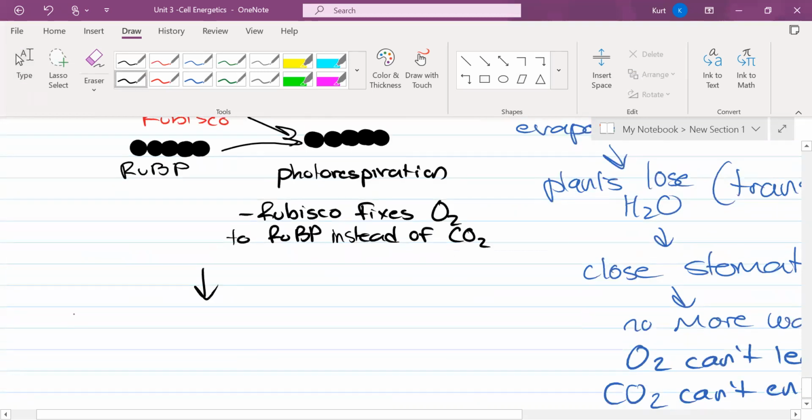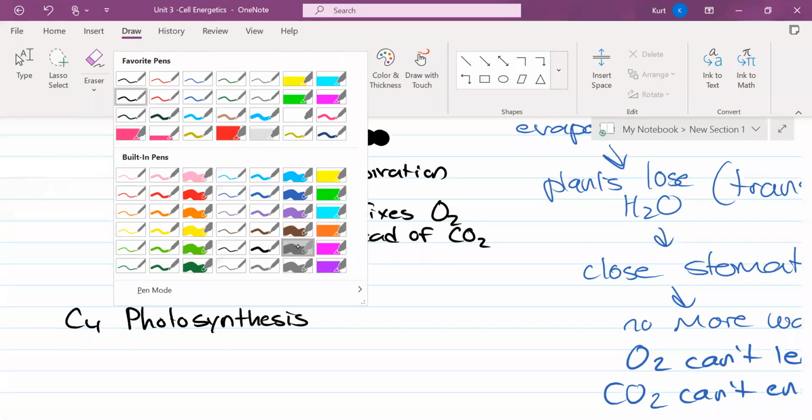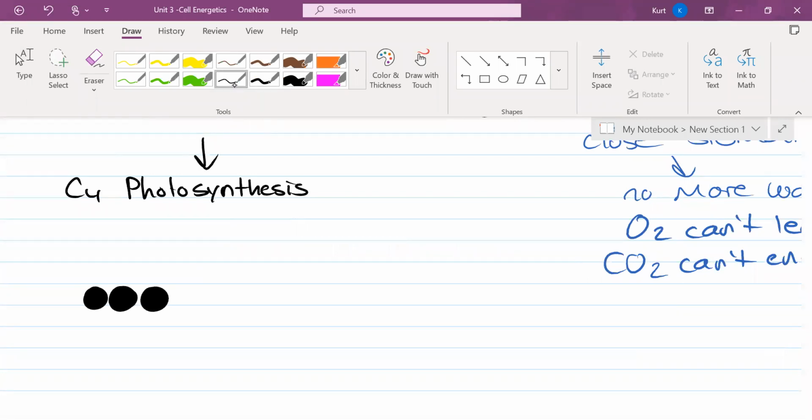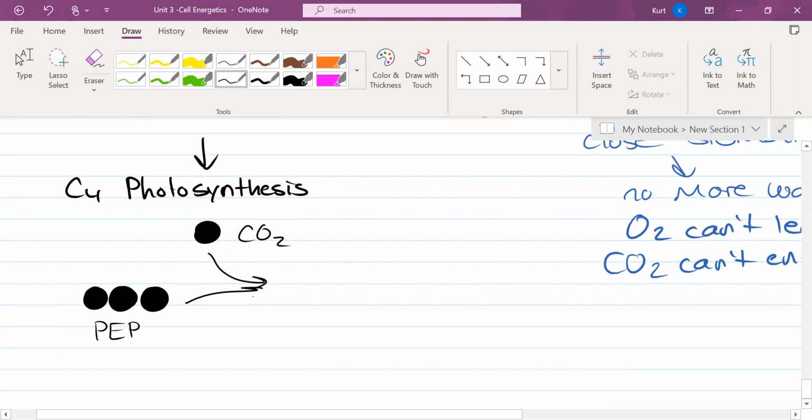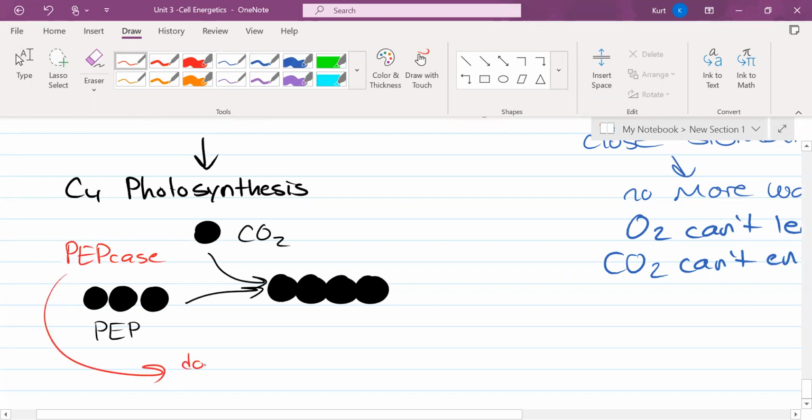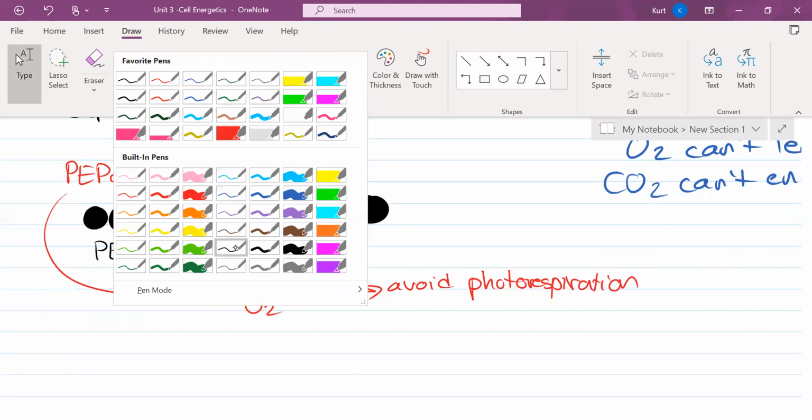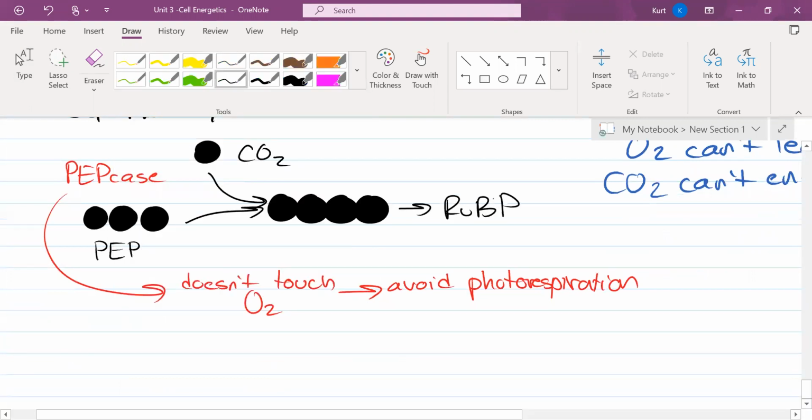So there's a more evolved form of photosynthesis called C4 photosynthesis. C4 photosynthesis means a 4-carbon molecule. So in C4 photosynthesis, you have a 3-carbon molecule called PEP, and then you have a 1-carbon molecule called CO2. The two then come together to form a 4-carbon molecule. That's why it's called C4. This is called oxaloacetate. This is accomplished by the enzyme PEPcase. And here's the great thing about PEPcase: it doesn't touch O2. So it avoids photorespiration. That's called C4 photosynthesis. PEPcase binds PEP to CO2 to make a 4-carbon molecule, and then that will eventually lead to RuBP. So you don't have to worry about photorespiration.